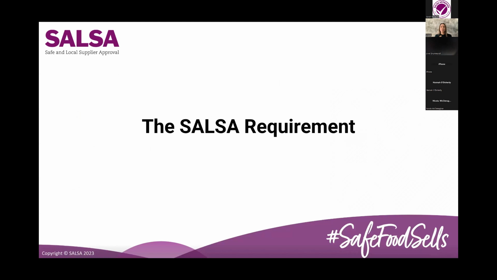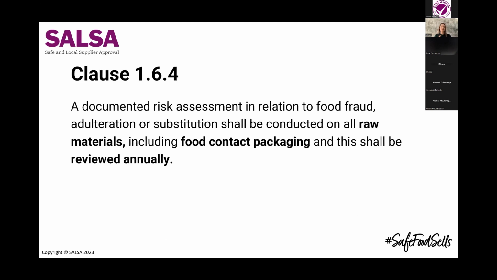So where food defence is concerned, it falls under two distinct sections within the SALSA standard. The first section is clause 1.6.4, and this is all about your raw materials and packaging. It also falls in section 4, under clause 4.2.3, and this is about your manufacturing site and how you protect the food that is being made. So if we explore the first clause, 1.6.4, this considers the raw materials and packaging.